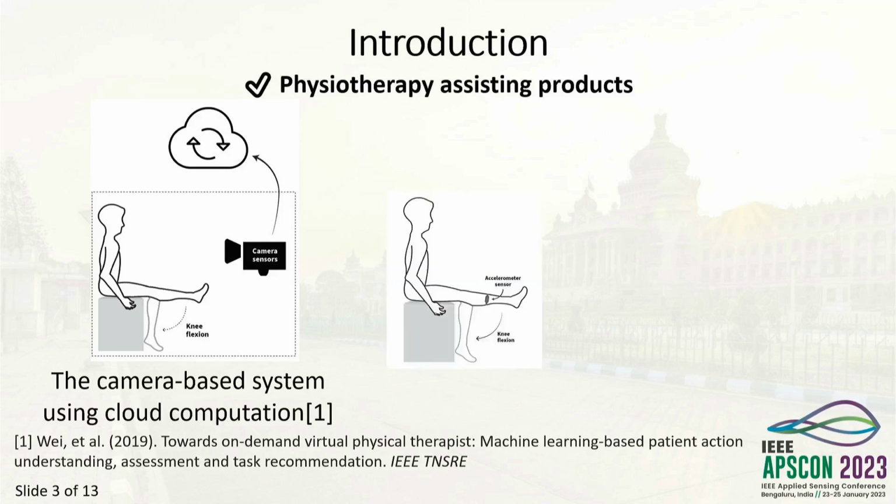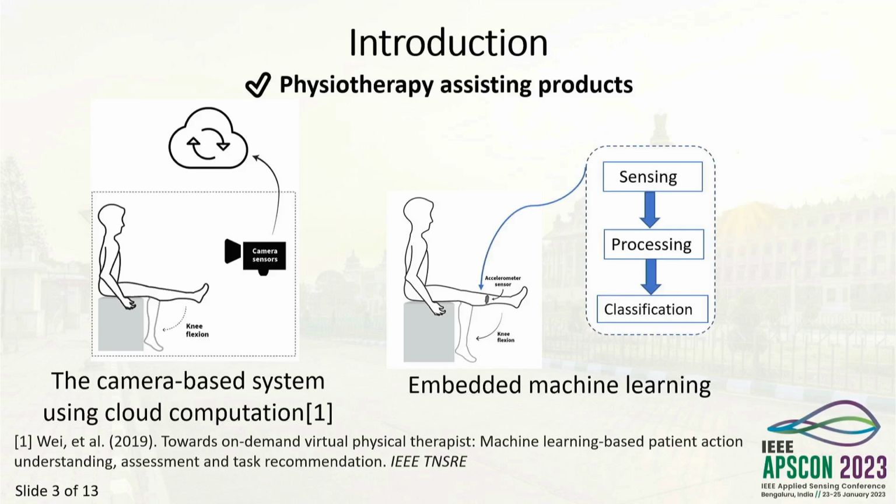We can use low-cost motion sensors such as accelerometer sensors to ease the patient recovery. And here we can use embedded machine learning to leverage on the device. In embedded machine learning, the sensing, processing, and the classification can be done on our device, on our microcontroller, in contrast to the cloud-based sensor, in which the continuous data needs to be uploaded to some place. Using camera sensors also raises the concerns of privacy, which is not a concern in case of using motion sensors.